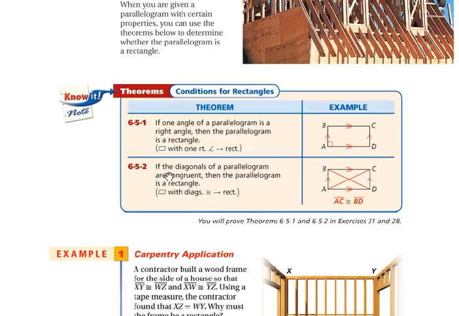In 6-5-2 it says if the diagonals of a parallelogram are congruent, then again the parallelogram is a rectangle. So now we're using the diagonals, measuring those, and we know that we have a rectangle. This is actually used quite a bit in construction. If you want to lay out a couple of 2x4s and figure out if something is rectangular, you can measure the diagonals, and if they're congruent, if they're the same, you're going to end up with a rectangle, and that means we're going to have 90 degrees.